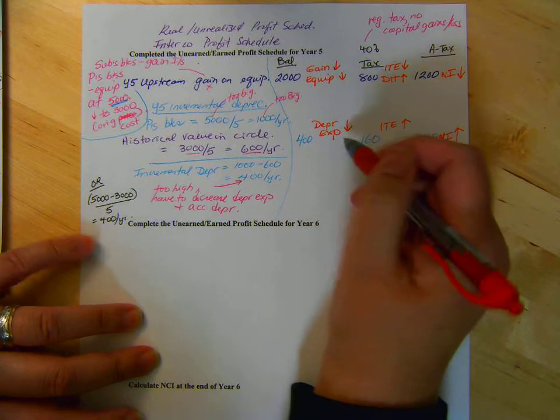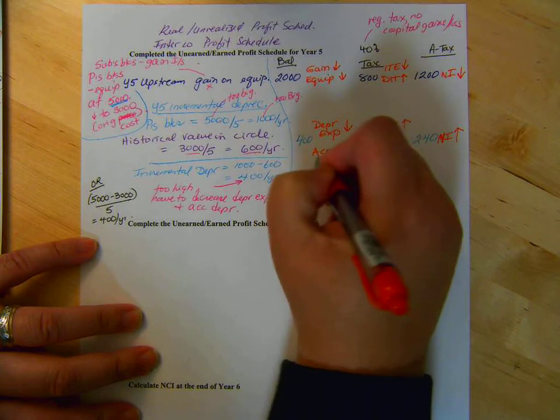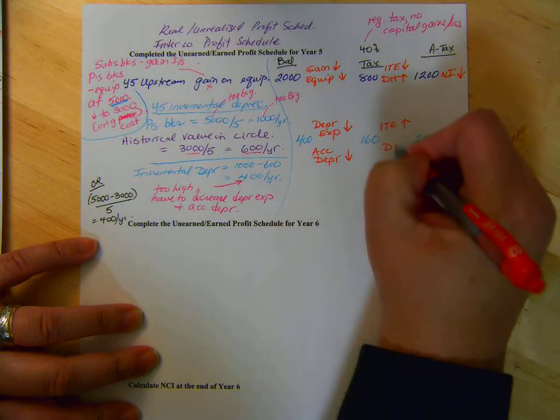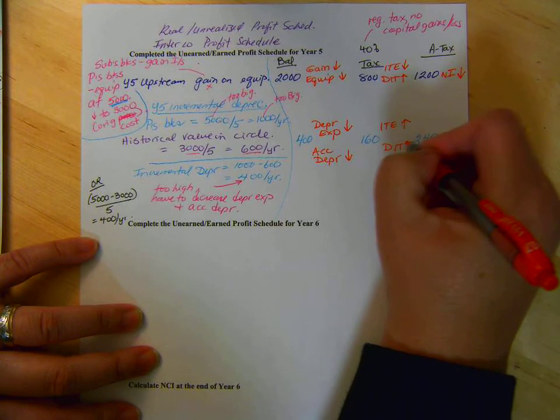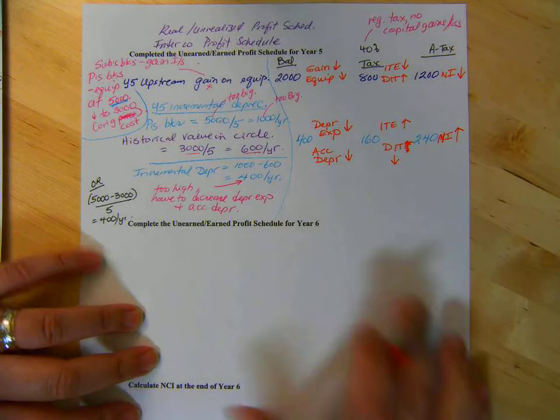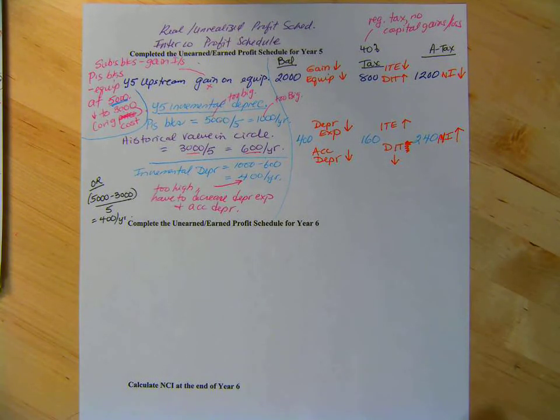Now, if depreciation expense goes down, accumulated depreciation also has to go down. And DIT will do the opposite. Whoops, we'll do the opposite, and then I show it the wrong way. The DIT is going to go down because ITE went up. Does that make sense? Well, hopefully it does.